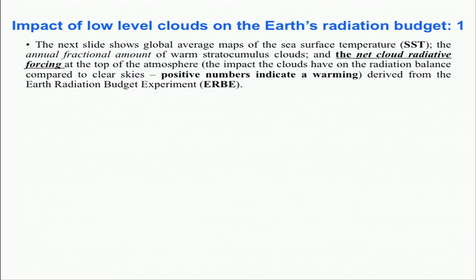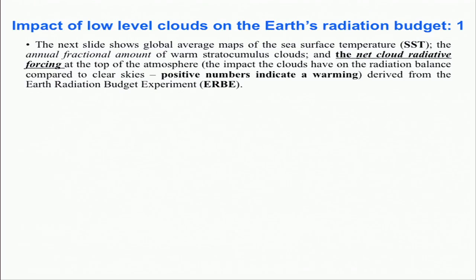What do we mean by that? Well, remember when we talked about delta F in terms of our aerosol layer? How does it affect the outgoing radiation? Well, this is the impact that clouds are going to have on the radiation balance compared to clear skies. So measure the radiation with clouds in the way versus radiation without clouds in the way. How does that F change?